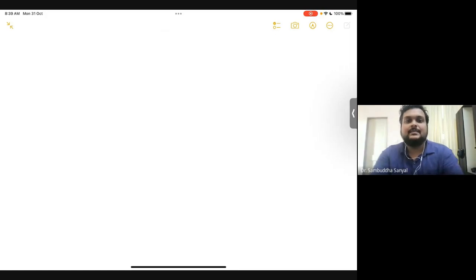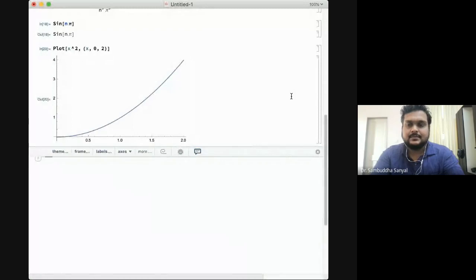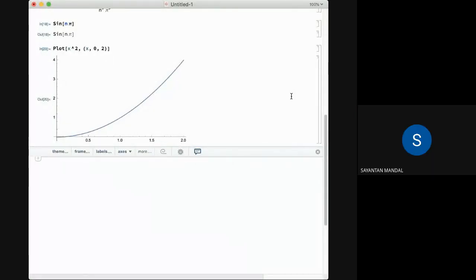Can you see this Mathematica screen? Yes, sir, you can see. Okay, so I will just show you.